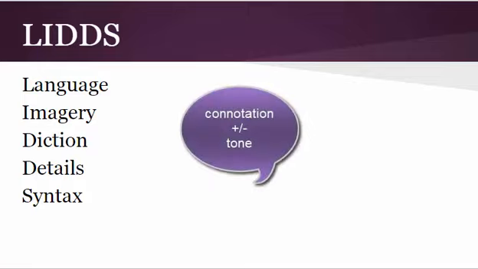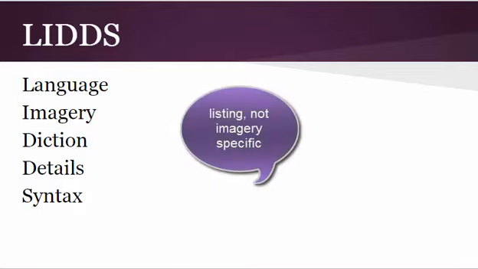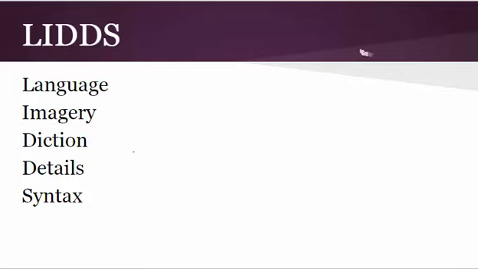Diction is word choice. You want to address the positive or negative connotation of the word. So I like to mark it as diction, then put plus or minus above it so I know if it's positive or negative. Details are things that don't really qualify as imagery, but they're specific enough that they stand out to us. And then syntax, most of the time we're looking for parallel structure. However, that could be rhetorical questions, it could be long sentences, short sentences, listing. Any of those would also apply.